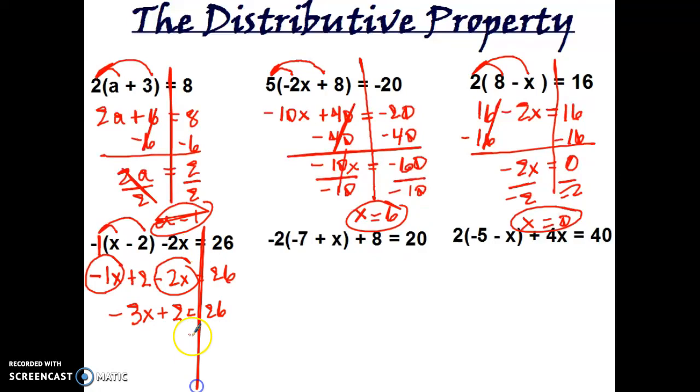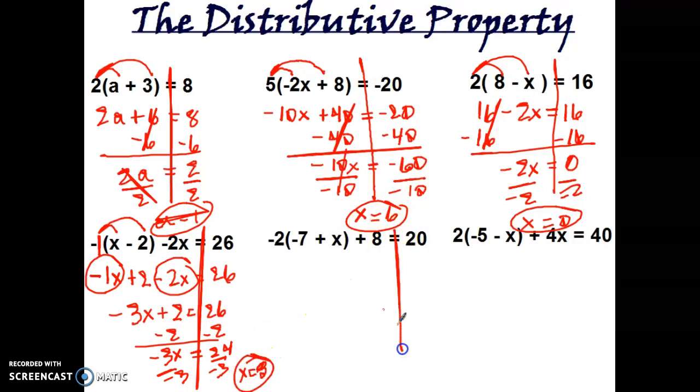Balance bar. Subtract 2, subtract 2. Negative 3x is equal to what? 24. Divide by negative 3, divide by negative 3. X is equal to 8. Killing it, son.